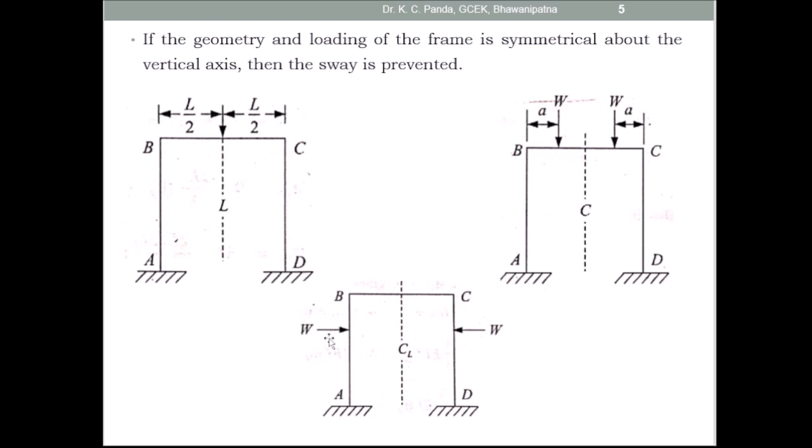Look at this figure. Here the load W is present towards the right on the vertical member AB, and here the load W is present towards the left on the vertical member CD. So both the loads are equal and in opposite direction, and this is the central line. As far as the center line or the axis is concerned, the loading is symmetrical about the axis. So in this case also the sway is prevented. So this is an example of the non-sway frame. If the geometry and loading of the frame is symmetrical about the vertical axis, then the sway is prevented.